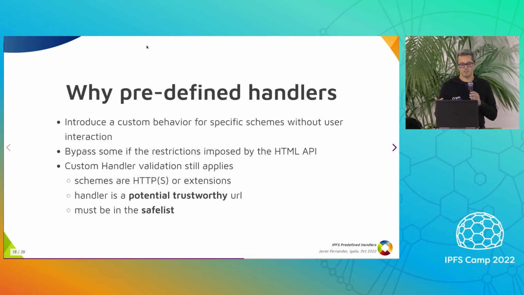But the custom handler validation still applies. What does this mean? The schemes should be HTTPS or extension schemes. Handlers must be a potentially trustworthy URL, and the scheme must be in the safe list. We will talk about that a bit later, the restriction that the scheme must be in the safe list.